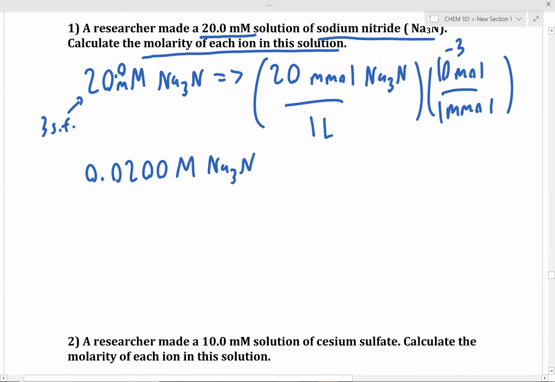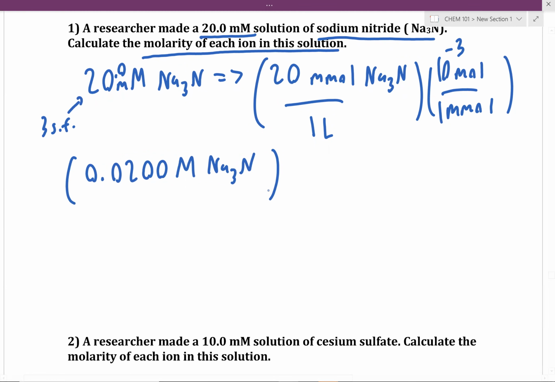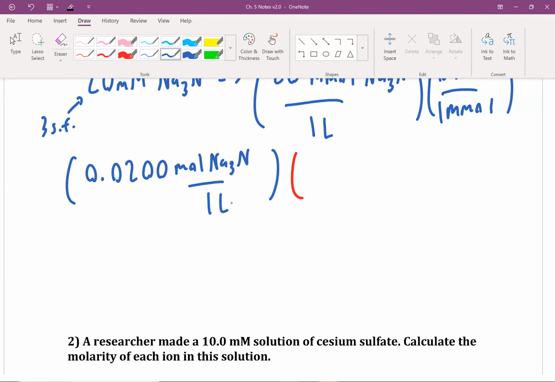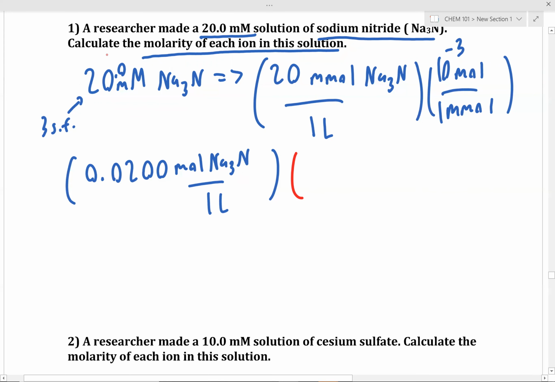Now we're ready to dissect the formula ratio. So let's start us off. Reading through our formula, let's write this instead of molarity, in more useful units of moles of sodium nitride per 1 liter. That way we can actually do a mole to mole conversion. So if I need to figure out the molarity of an ion, I need to convert from moles of sodium nitride to moles of my ion.